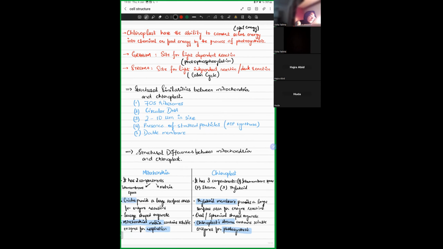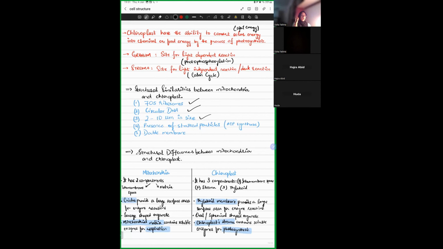So when we look at this organelle, we see that both mitochondria and chloroplast possess 70S ribosomes. Both chloroplast and mitochondria have a circular DNA and they're almost the same in size. Their size ranges somewhere between 2 to 10 micrometer, so they're almost the same in size as well. We also saw that both these organelles, be it mitochondria or chloroplast, have stalked particles on them.